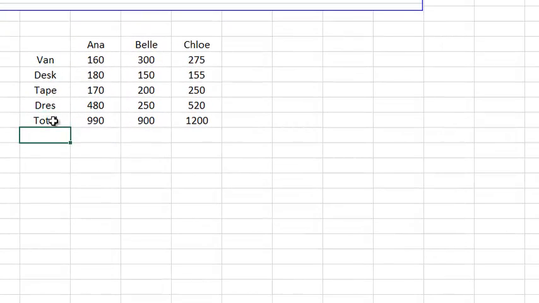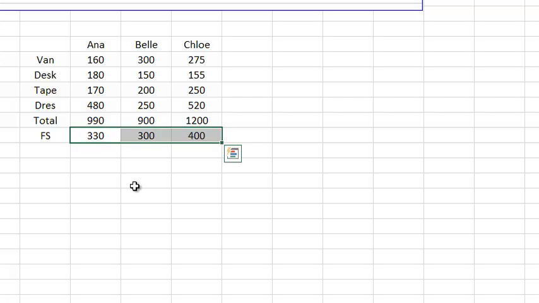Now we're going to put in FS for fair share. The fair share for each person is their total divided by the number of players, which is 3. So I'll type an equal sign, highlight the total, divide by 3, hit enter. You can do that in each cell, or if the cursor changes so it's highlighted on just that lower corner, hold down the left mouse and drag it. Now I've got the fair share for each one of them.